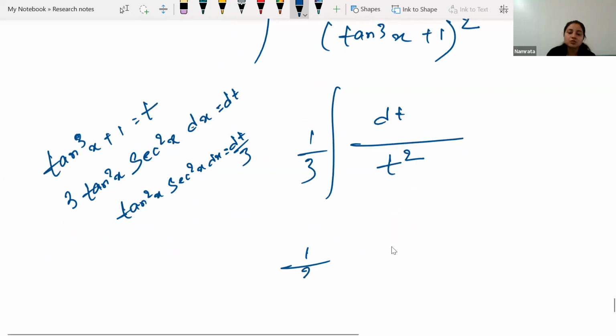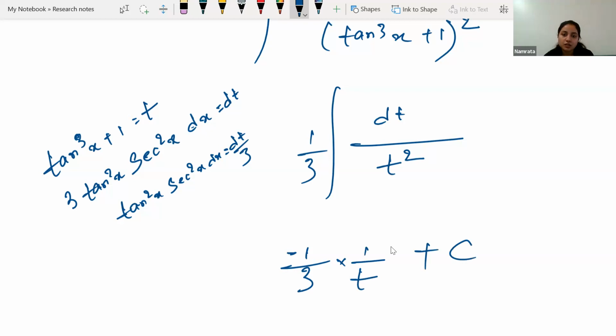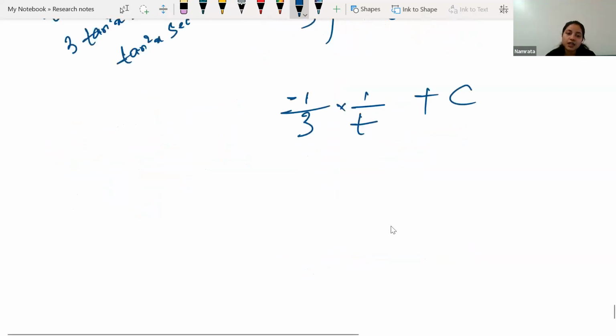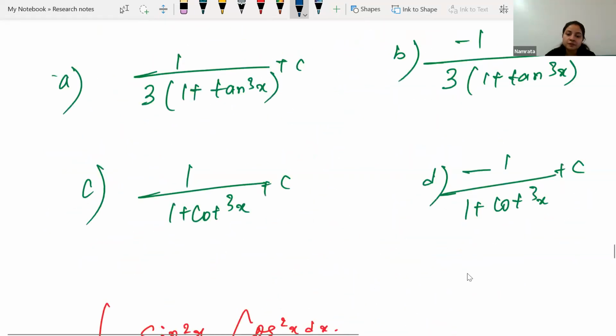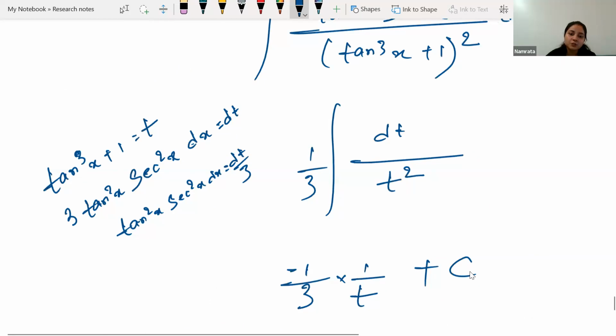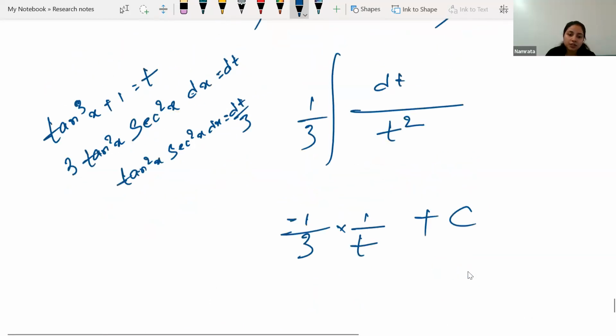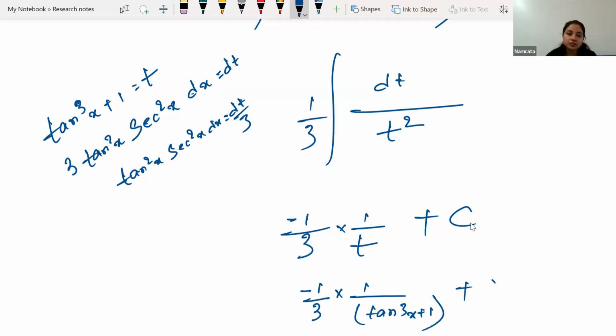Let's do it. So t to the power minus 2 will be t to the power minus 2 plus 1 by minus 2 plus 1. That means t to the power minus 1 by minus 1. So the negative sign will come, 1 by t will come, plus constant of integration. Let's substitute t and then we will be checking the options, because in the options also tan and cot were there. So let's do the back substitution. We will be having negative 1 by 3, and t will be tan³x + 1, into 1 by tan³x + 1, plus c.